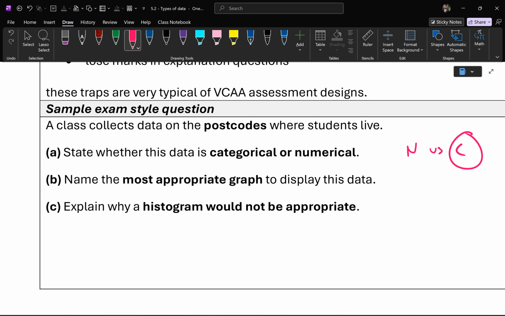And I love postcodes because we see numbers all the time, and then you likely think numerical means numbers. That's why they do it. Typical exam question, postcodes.